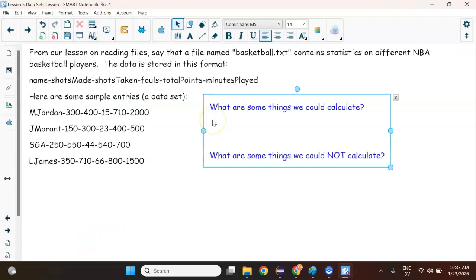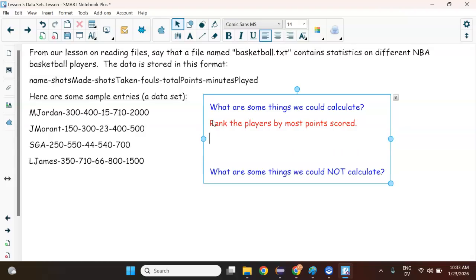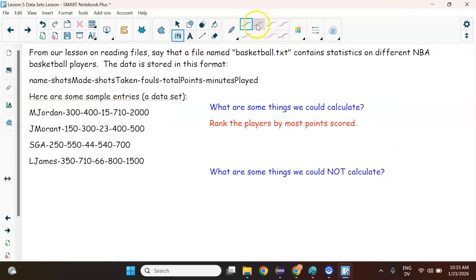Okay, so let's go over some things here. I'm going to reformat this so it fits a little better. What you could do is rank the players by most points scored, right? Since we have their name and their points, you could say which player scored the most points. In our data set, that would be the second from the last. We'd pull these numbers out in our program, using the string split, and it looks like L. James would be our most points. So we could rank them by points scored.